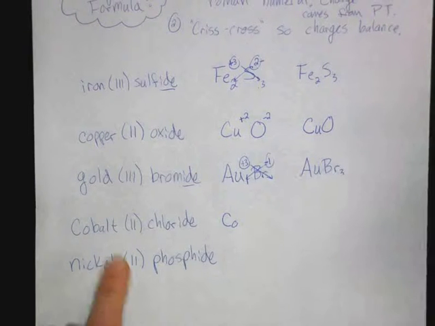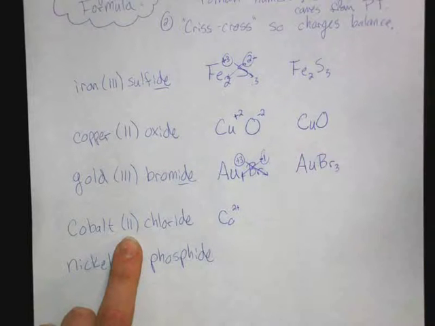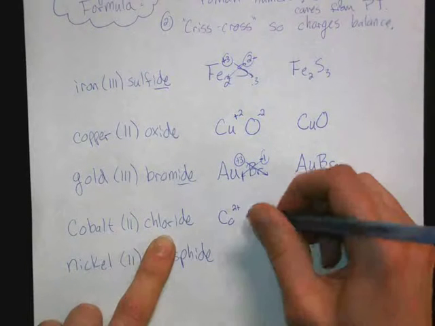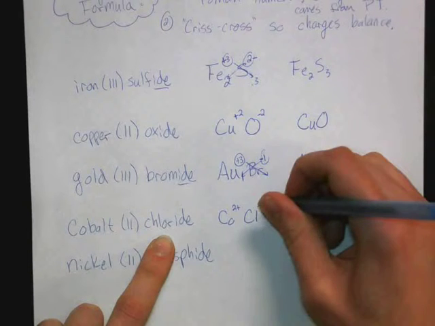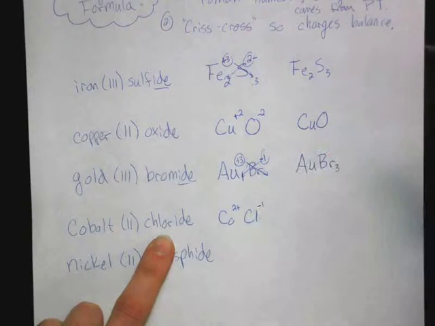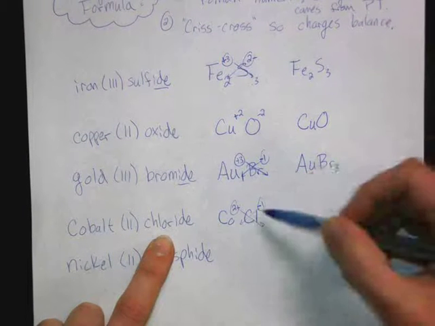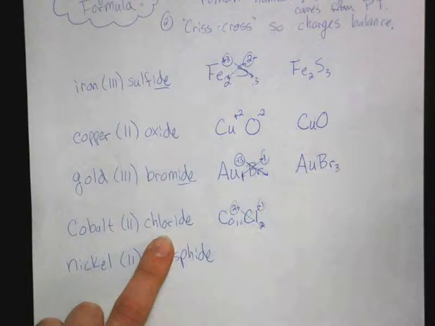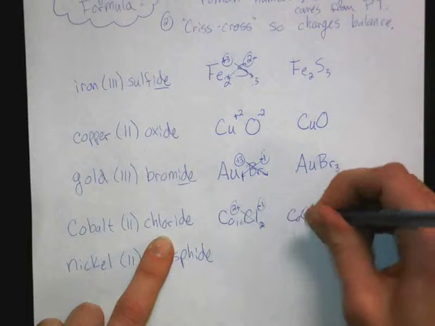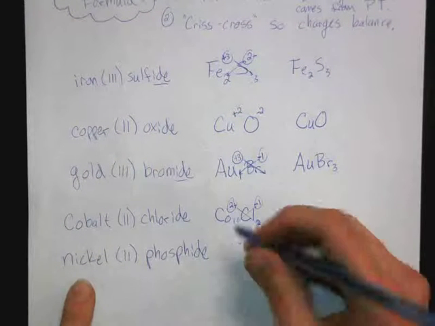All right, cobalt 2 chloride. Cobalt is Co. The Roman numeral 2 has a 2+ charge. Chloride, we've already seen that a couple times. Cl has a -1 charge. I'm going to crisscross my charges. Again, the 1 is implied. My 2 comes down. So I'm going to have CoCl2.